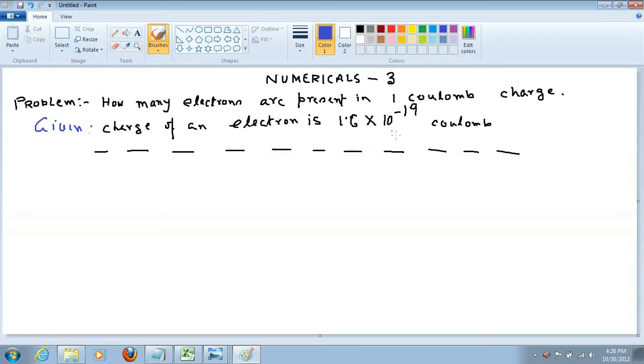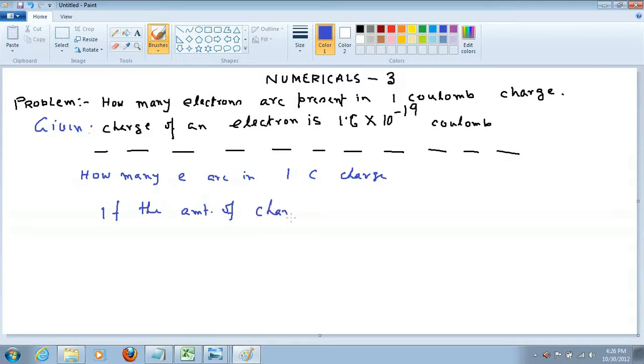It is also given that the charge of an electron is 1.6 into 10 to the power minus 19 coulomb, because we know that an electron does not have a huge amount of charge. An electron has only a minuscule amount of charge, which is 1.6 into 10 to the power minus 19 coulomb, and that is the minimum charge you can have. You cannot have any charge lower than that. So the problem is to find the number of electrons in 1 coulomb of charge. Let us see how we can solve this problem.